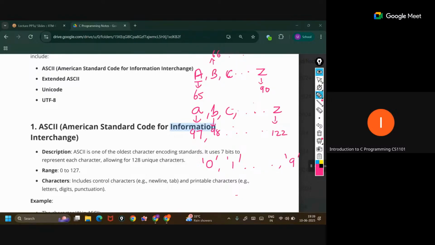You can just do one thing, people. Let's say I'm remembering the 65. So 65 plus 32, what is the value? 97. Yes, that is the value of lowercase a.